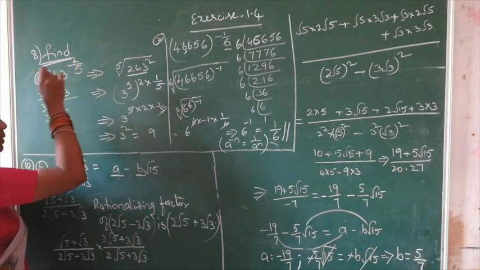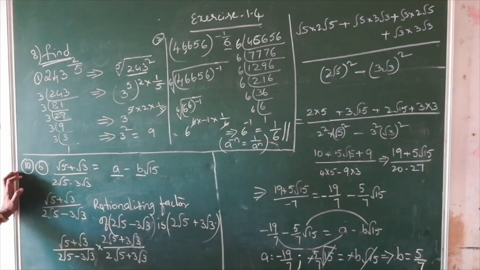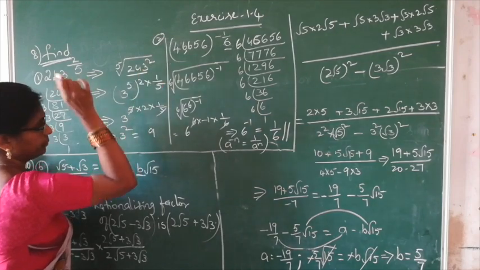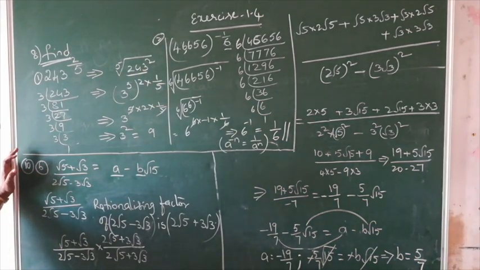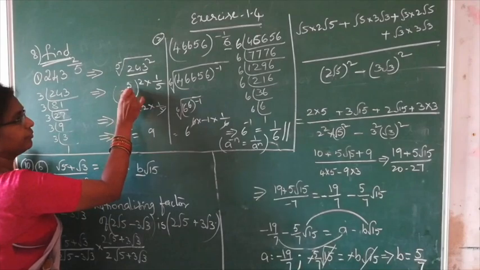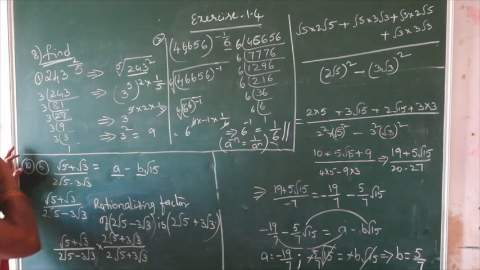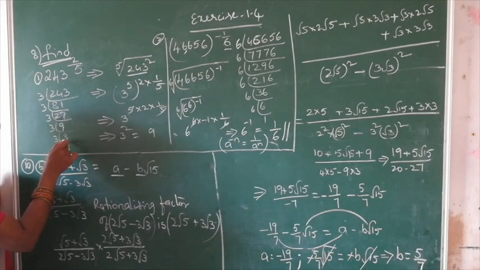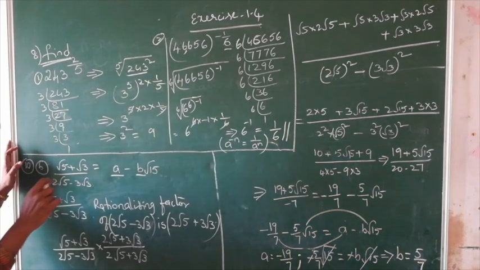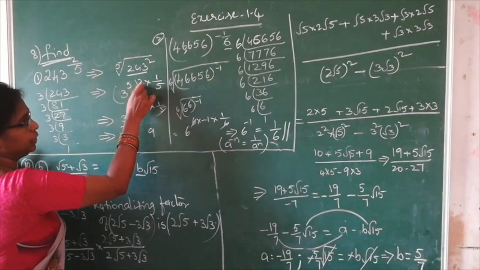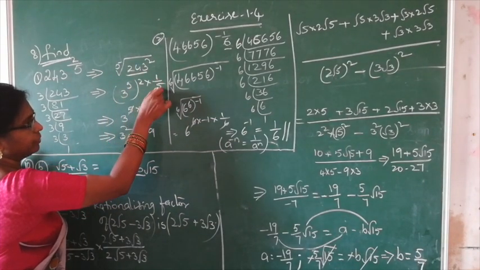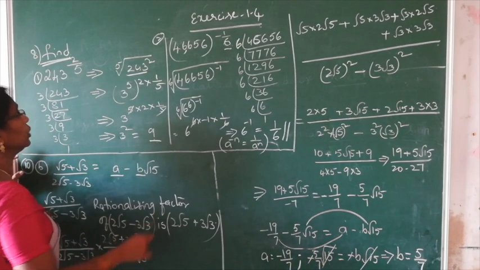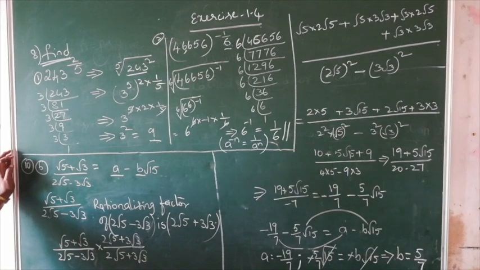243 to the power of 2 by 5. This is exponential form. What is the surd form? Fifth root of 243 square. We have to change 243 into a power of 5. How? With 3. 243 divided by 3 is 81, then 27, 9, 3, so we can write 243 as 3 to the power of 5, into 2 into 1 by 5. The 5 will cancel, 3 square is left. Then what is the answer of 243 to the power of 2 by 5? 9.